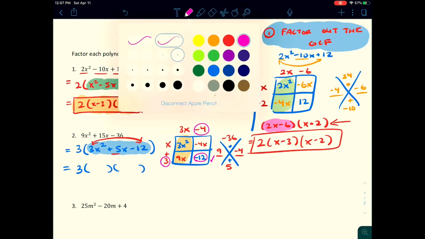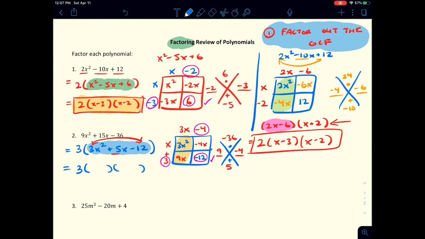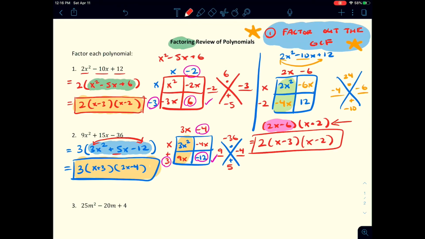When you write down your final answer, you'll have that 3 in the front still. You'll have x plus 3 and 3x minus 4. Hopefully you're able to get that correct. If you made any mistakes, make sure you really learn from it. But always remember, your very first step, you want to factor out the GCF. Always look for the GCF, okay guys? I can't emphasize that enough. All right guys, let's look at number 3.